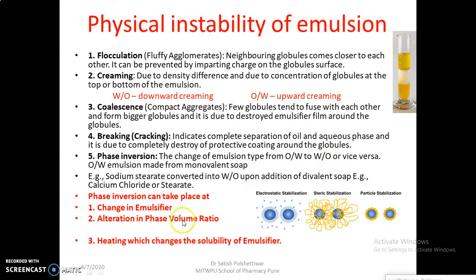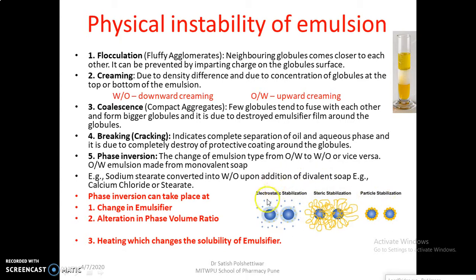Okay, phase inversion may also take place, because of monovalent soap, as all of you know. Sodium stearate, an O/W type, is converted to W/O type upon addition of divalent soap, for example, calcium chloride and stearate. This is one example. If you put this, it will convert. It will just change the phase. Phase inversion can take place by change of emulsifier, alteration of phase volume ratio, or heating, which changes the solubility of the emulsifier.